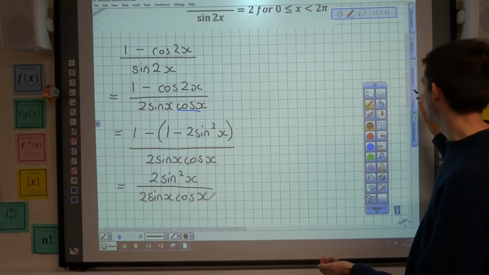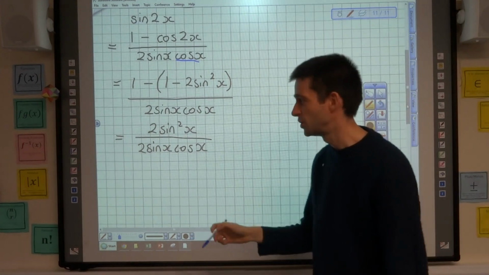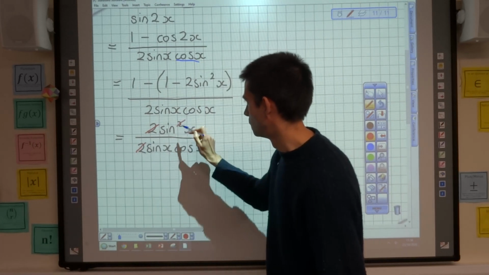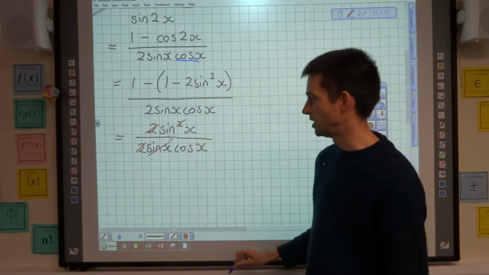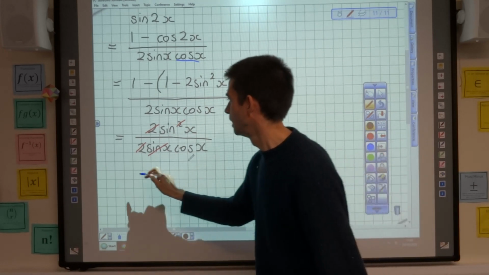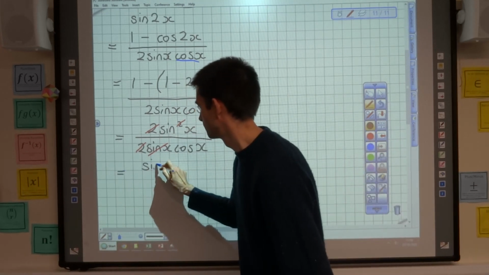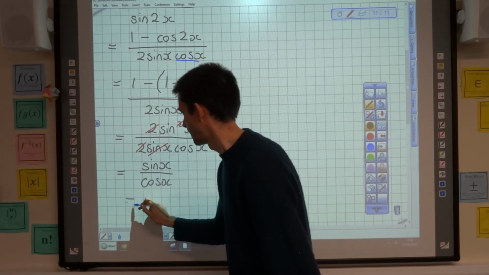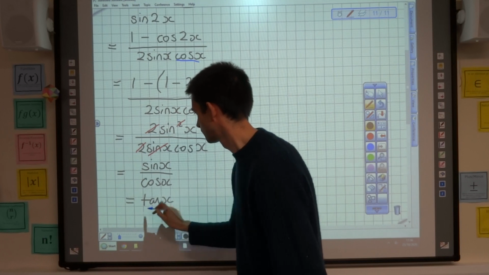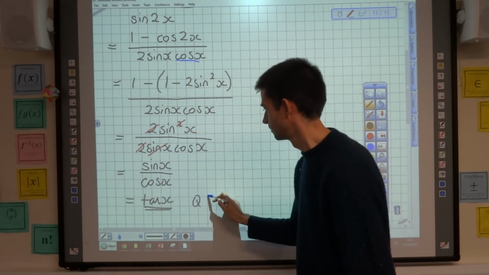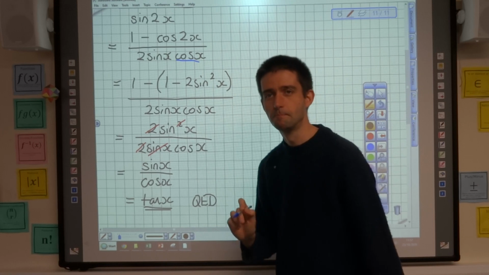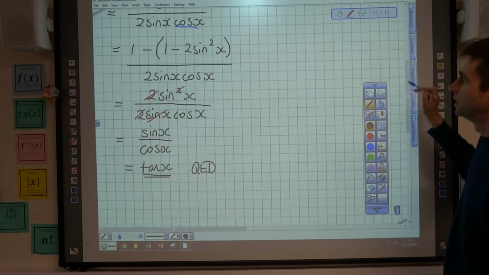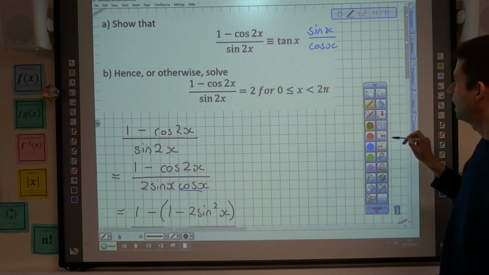And you can probably see how once again this has worked out quite beautifully. You can cancel the 2's. You can cancel one of the sin x's on the numerator with the sin x on the denominator. And that is going to give us sin x over cos x, which is tan x. Identity proved. Quite easily done.